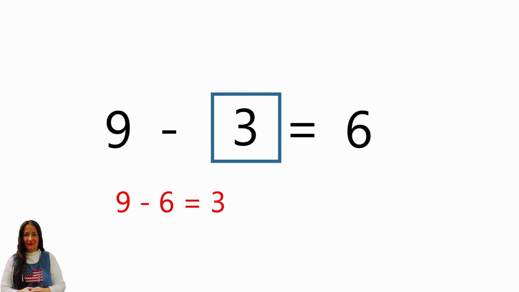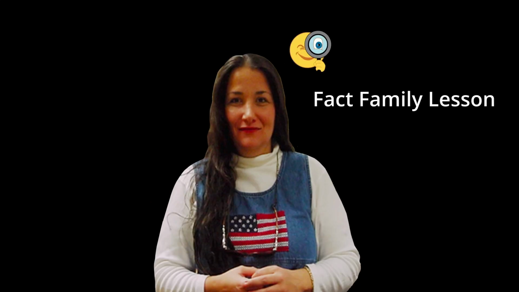Notice when the box changes position. You have to determine when to add or subtract. When you see 9 minus 3, you know you're subtracting 3 from the 9. However, when the box is in the place of the 9, you're adding the 3 and the 6 to get 9. If you want more of this, you should look at my lesson on fact families, because fact families help explain how equations interact with each other.